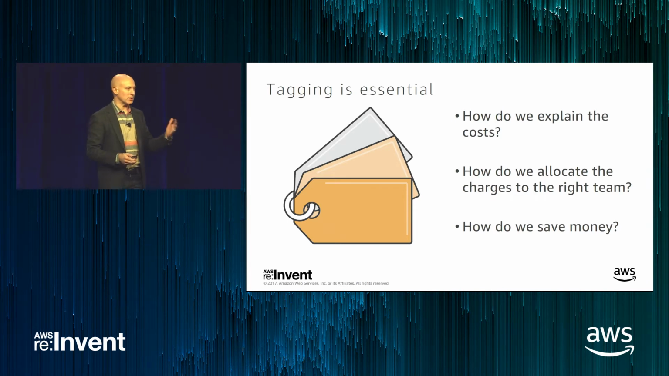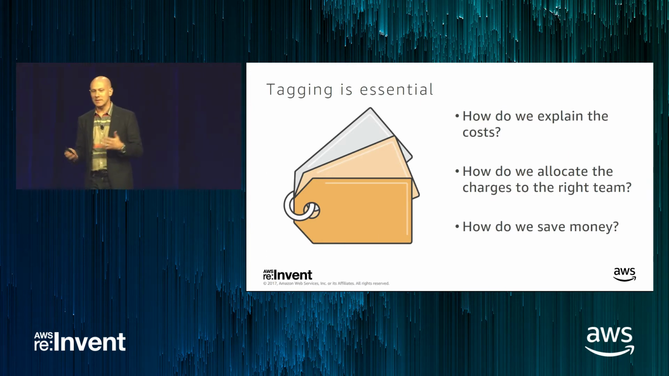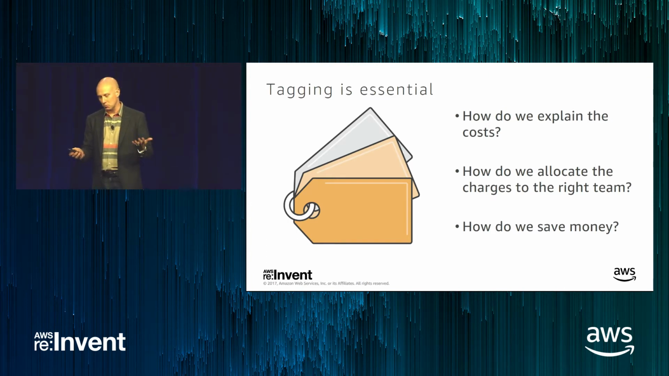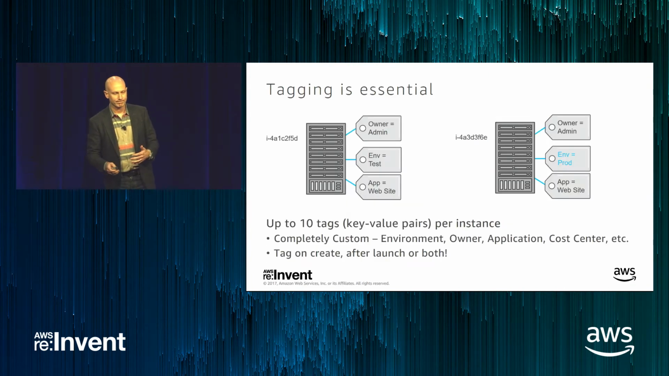Tagging is how you explain costs and how you explain what instances are going on inside of your environment. It lets you allocate charges to the right team, and it tells you how you can save money. So what are tags? It's really simple, really powerful. Tags are what enable you to turn a random sequence of numbers into actionable information.